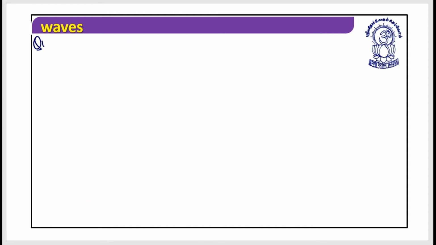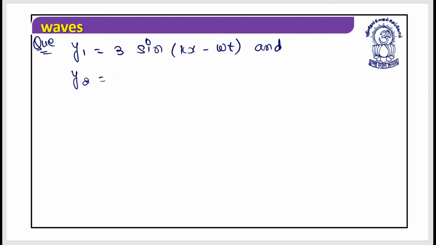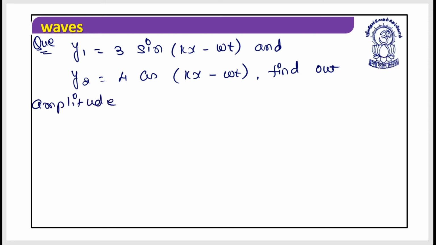Let's have a look. Let's say y1 is equal to 3 sine kx minus omega t, and y2 is equal to 4 cos kx minus omega t. Find out the amplitude of the superposed wave.